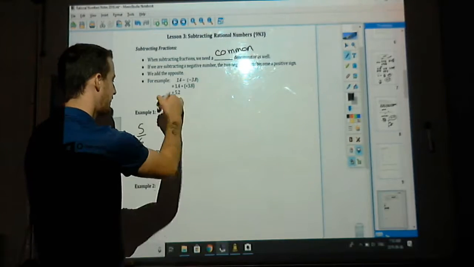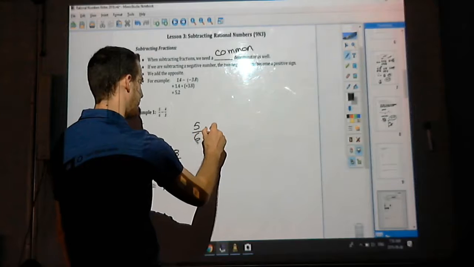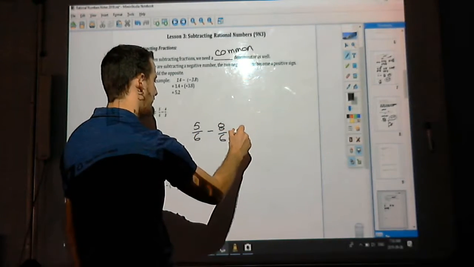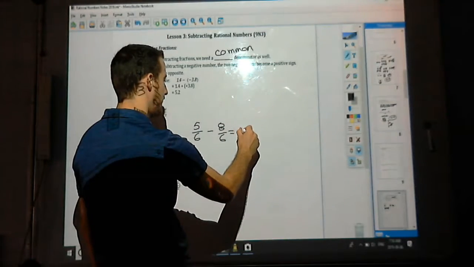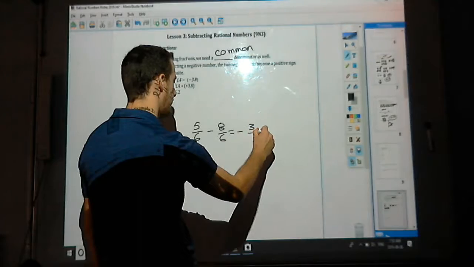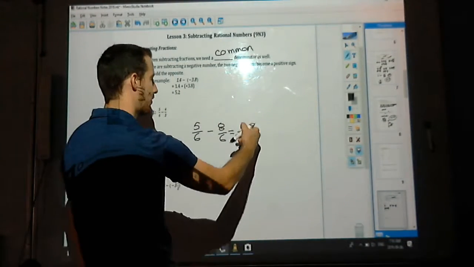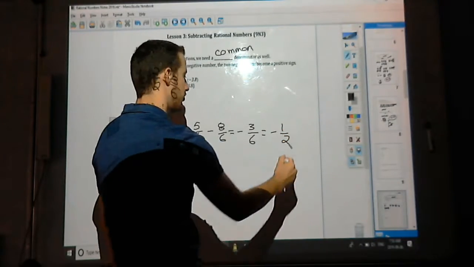Alright, so now we've got to put everything back in order how we found it. So we go 5/6 minus 8/6. And so 5 minus 8 is going to be minus 3, right? And then our denominator stays the same. So we end up with negative 3/6, which we can also simplify to negative 1 over 2.